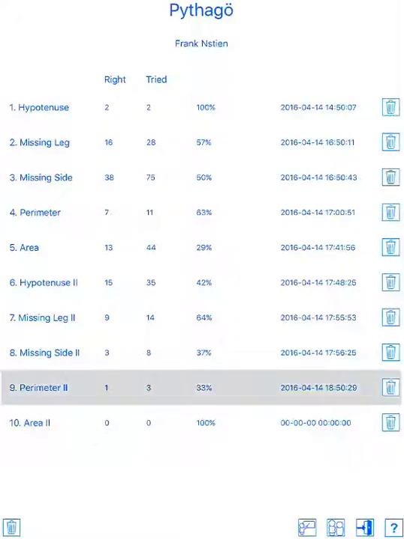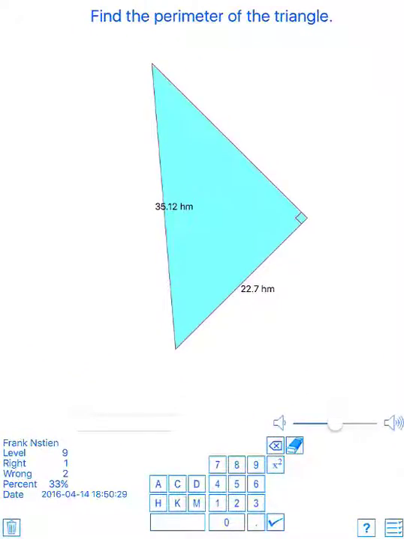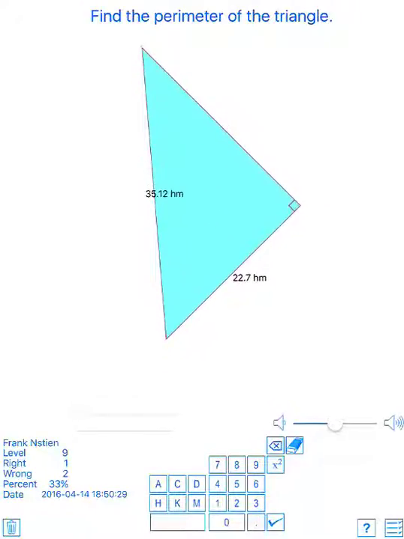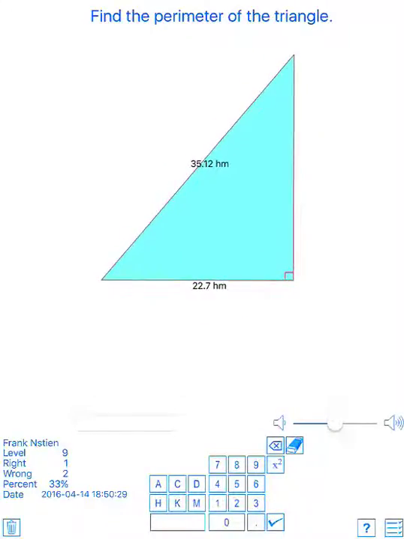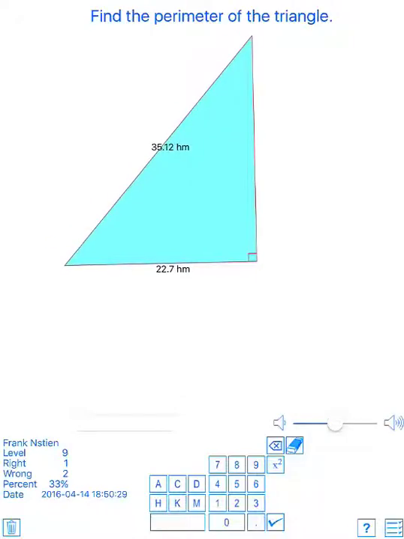So perimeter. All right, level 9, perimeter. Find the perimeter of this triangle. So I'm just using my pinching gesture to resize and rotate, and there we go. We can drag it around the screen, of course.